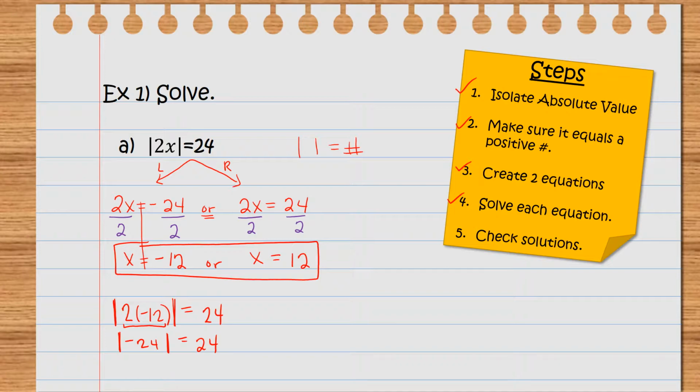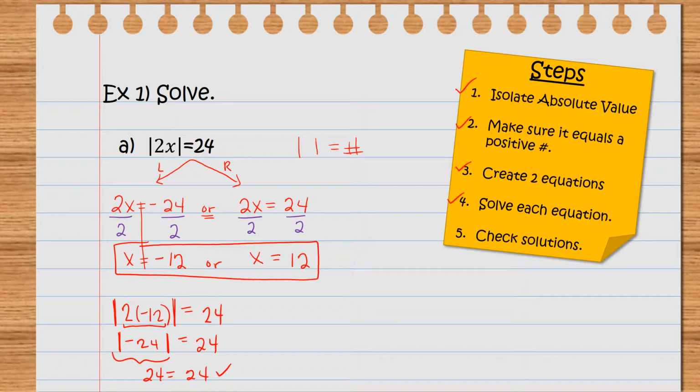And so this is read, absolute value of negative 24 means how far away is negative 24 from 0. And we know that to be 24. And so 24 does equal 24. We know we are right.